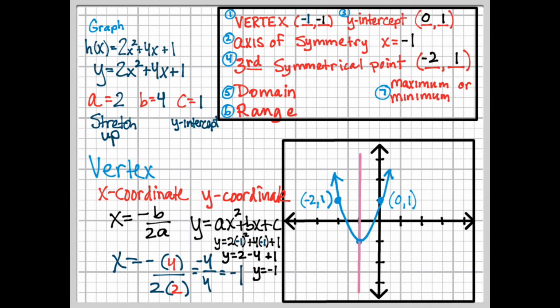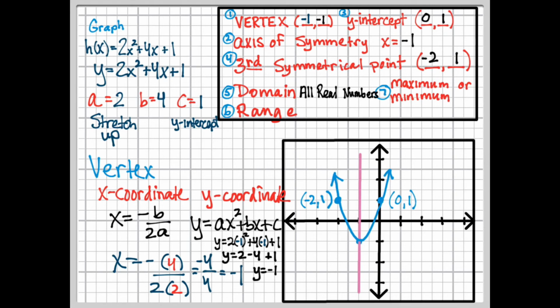The domain of every quadratic function is all real numbers. So right away, I can write that down. And what that means is that any number that you can possibly think of will be one of the x coordinates of some point that is on our parabola. The next thing we need to do is find the range.